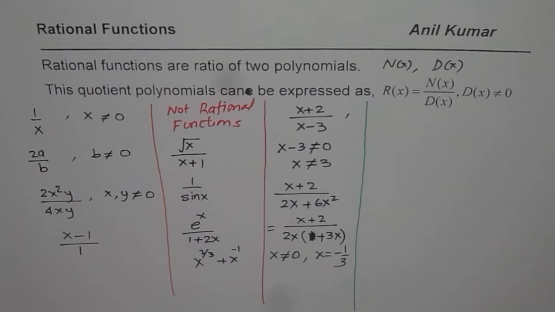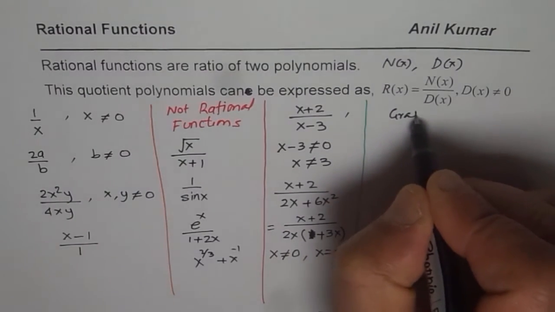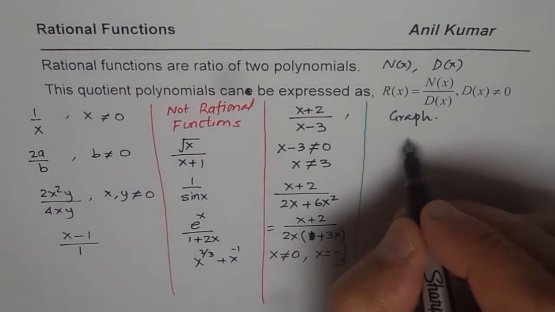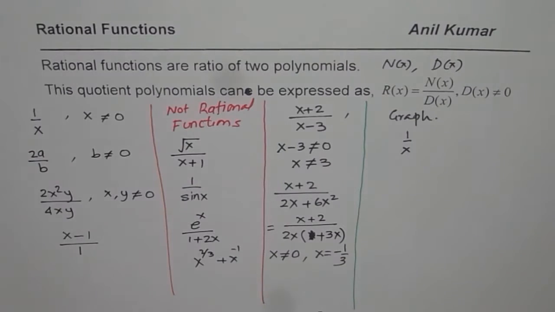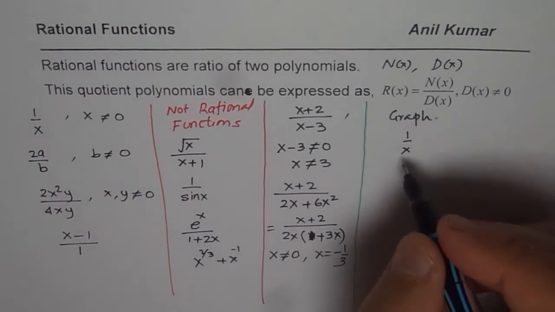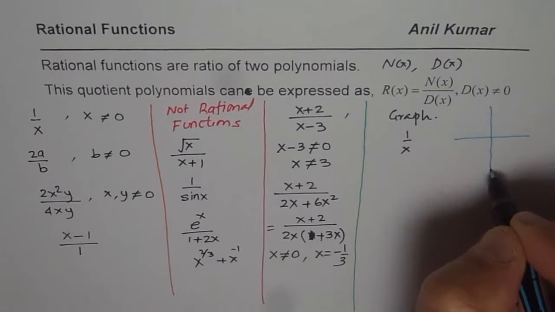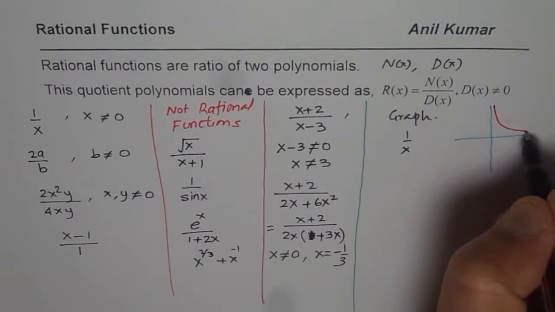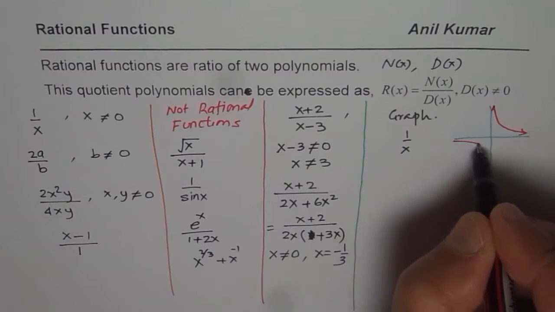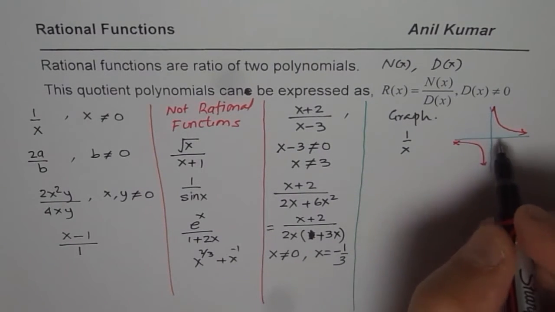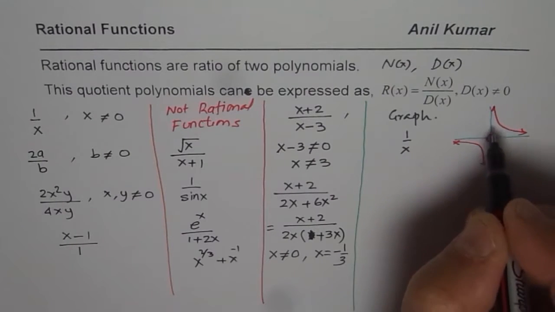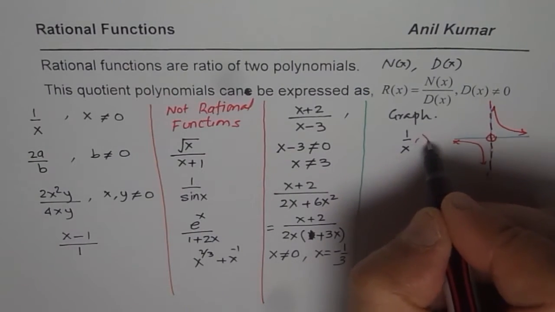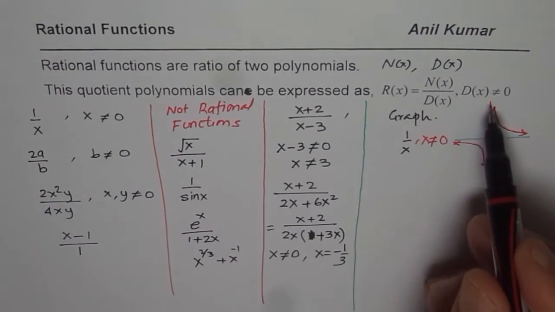Now let us also have a quick look at the graph of rational functions. As I said, 1 over x is the simplest of all. If I want to sketch this parent function, it is the reciprocal of a line. So the function can be graphed as shown here. This is the graph for 1 over x. Now since x is not equal to 0, we represent it by a vertical asymptote, right? So we'll say x is not equal to 0. So there will be a vertical asymptote.